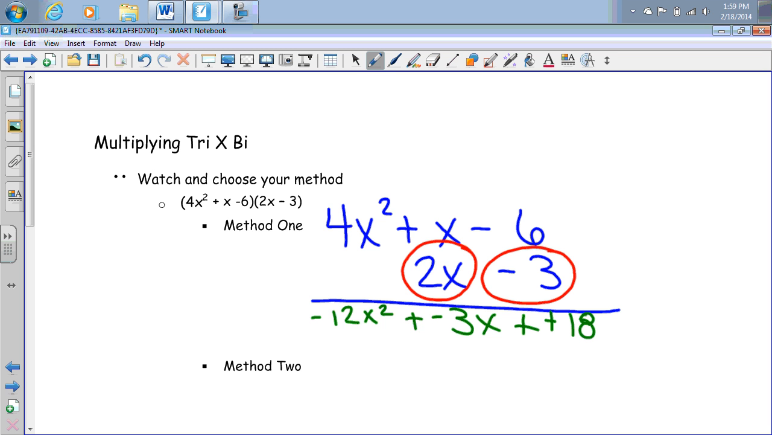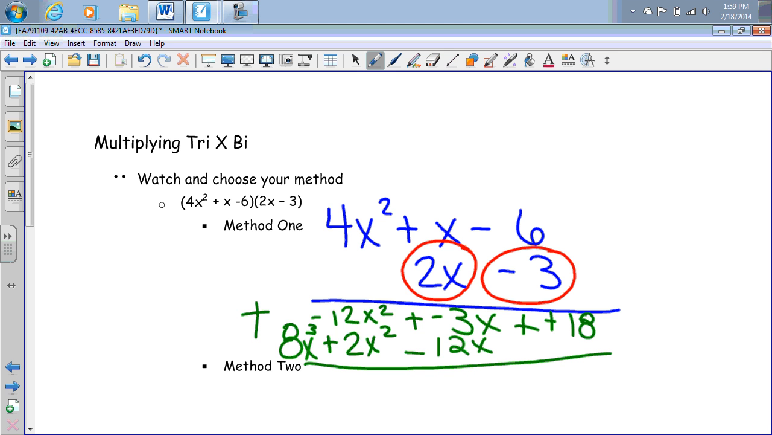And then you would go through and you would multiply every term by 2x. So when I take 2x times 4x squared, I actually get 8x cubed. Well, that doesn't have a match, so it's going to be out here by itself. And then I take 2x times x, and that gives me plus 2x squared. And then I take 2x times negative 6, and it's minus 12x. And then I'm ready to add all of this together.